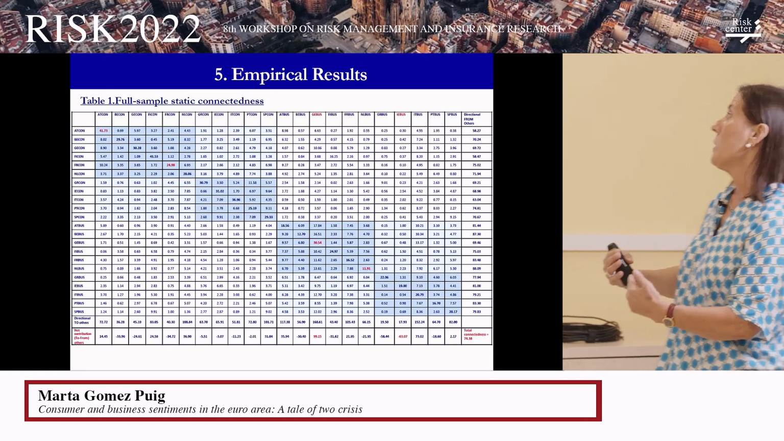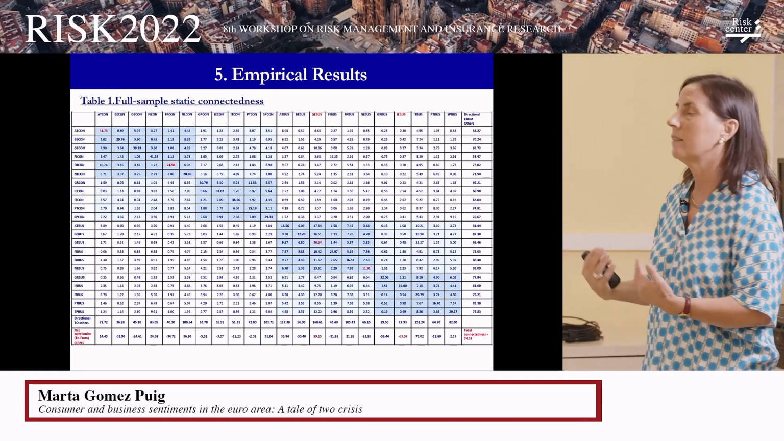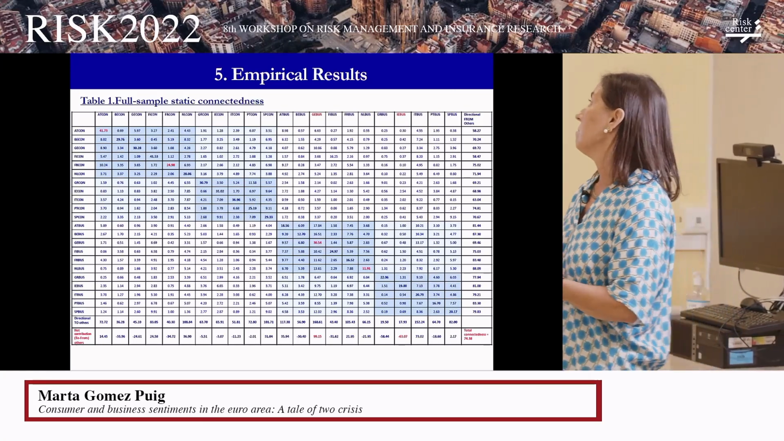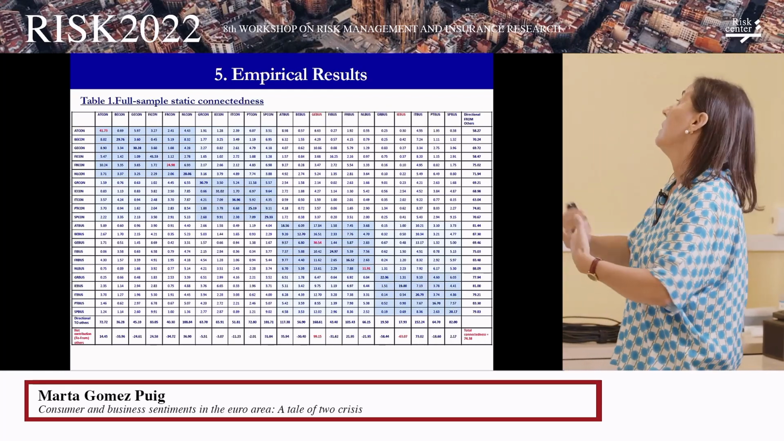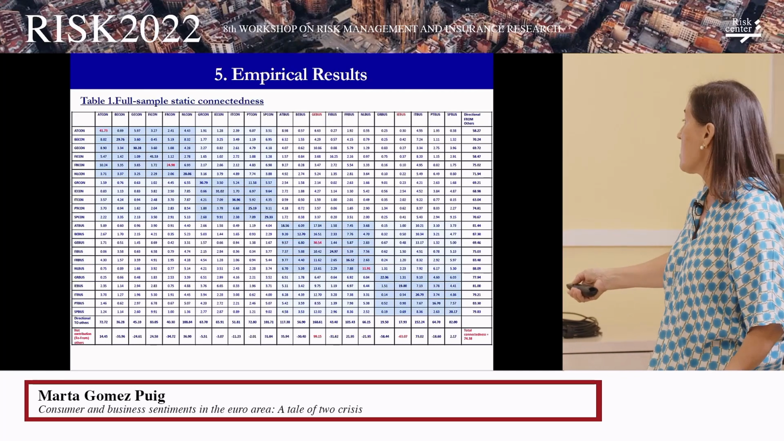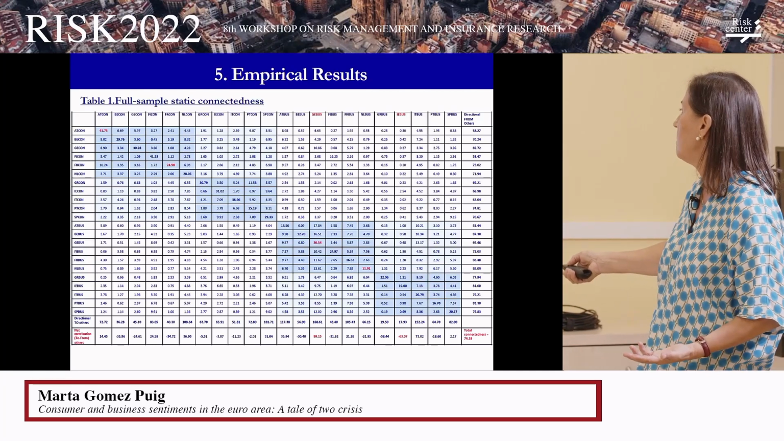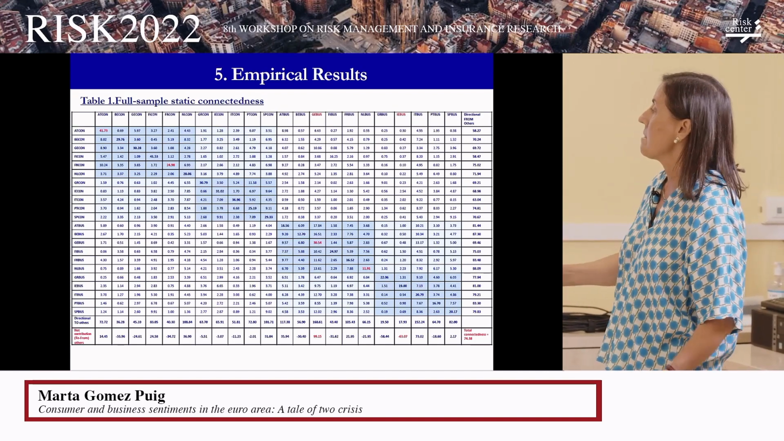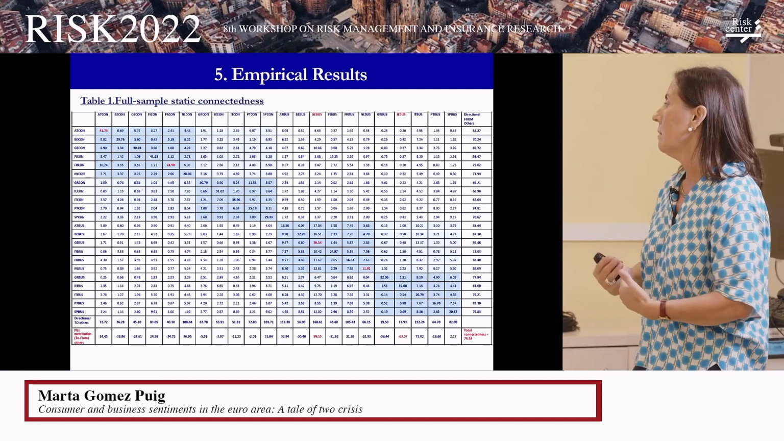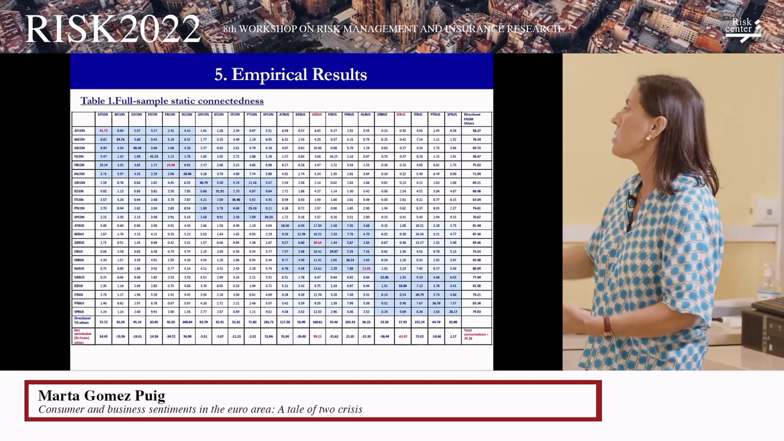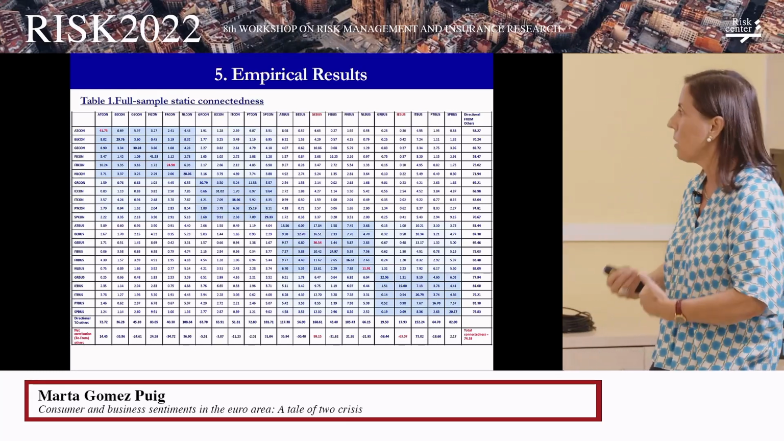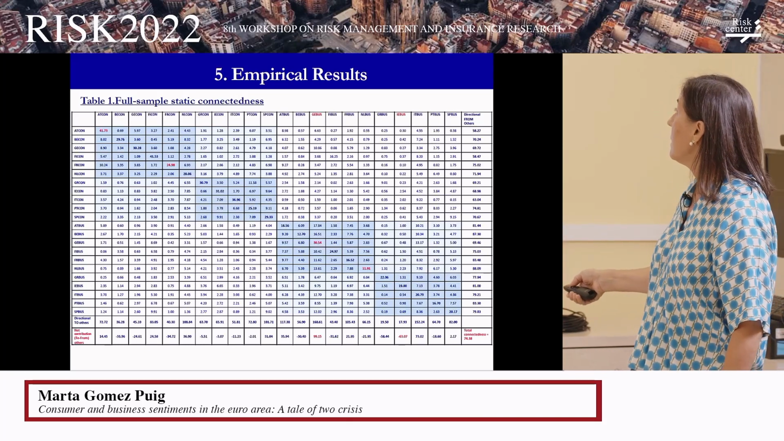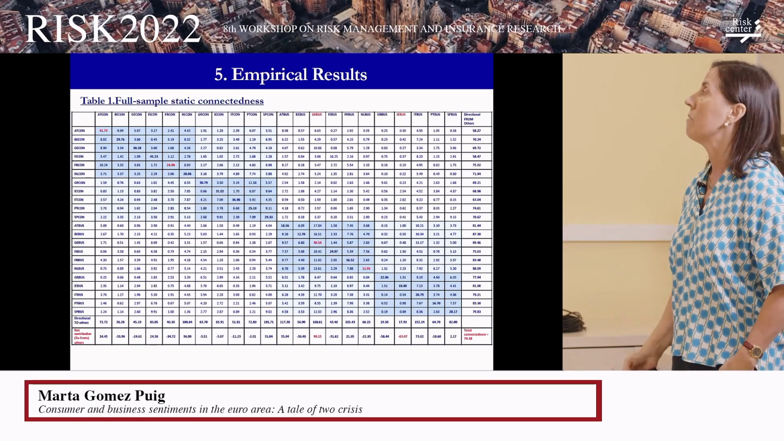These values are always higher than the own connectedness, meaning that there is a high degree of interconnection between both indicators of confidence in euro area countries. Total connectedness presents also a very high value, over 74%. And if you look at the net contribution in the last row, which presents the directional connectedness transmitted to other indicators minus the directional connectedness received from other indicators, the highest value corresponds to the Germany business confidence indicator. The lowest value corresponds to the Ireland business confidence indicator.